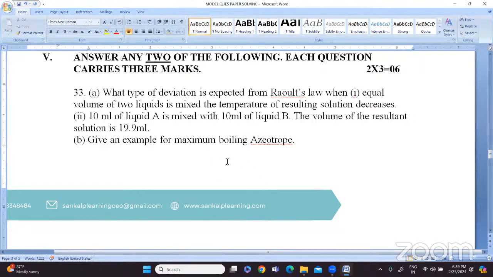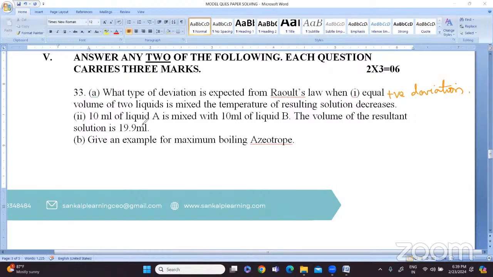So what type of deviation is expected from Raoult's law when equal volumes of two liquids are mixed and the temperature of the resultant solution decreases? What type of deviation is observed? Yes, good. Vedvati has answered. It is a positive deviation. Okay, it is a positive deviation.